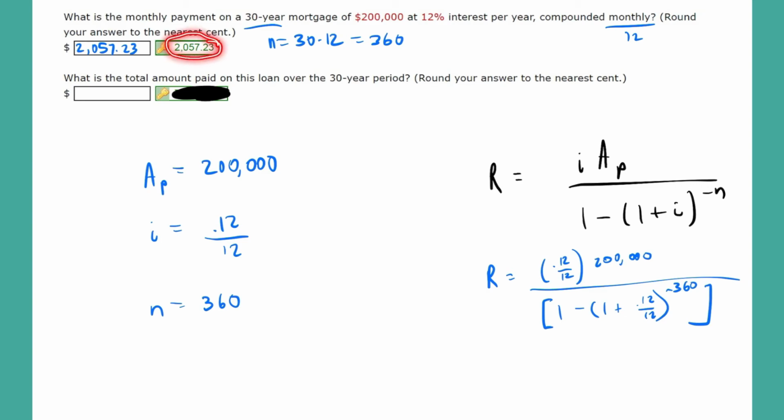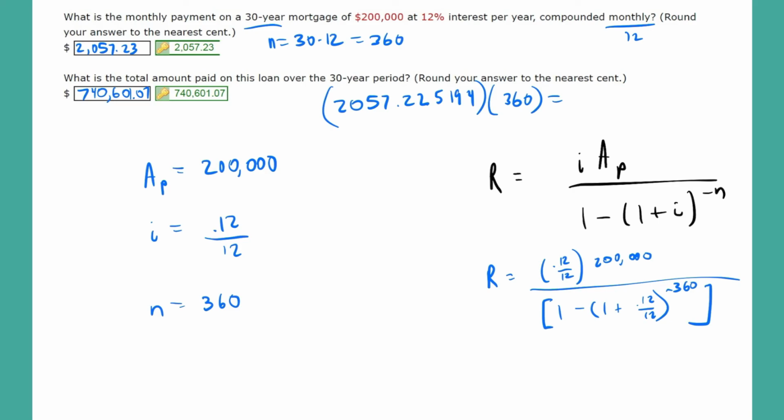Don't use this number because we rounded. You want to use the number that's already in your calculator. So the number that's in my calculator would be 2057.225194. So you don't want to round until the very end. We got one more step to go. We need to multiply that by 360 because that's how many payments they're making. So times 360, I'm getting 740,601.069, which would be 7 cents.